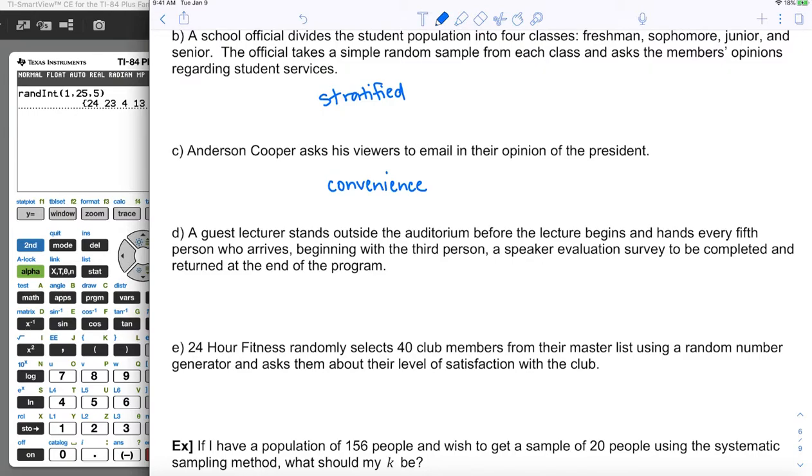D. A guest lecturer stands outside the auditorium before the lecture begins and has every 5th person who arrives, beginning with the 3rd person, a speaker evaluation survey to be completed and returned at the end of the program. So the key here is the word 5th. Every 5th person. So this is indicative of a systematic sample.